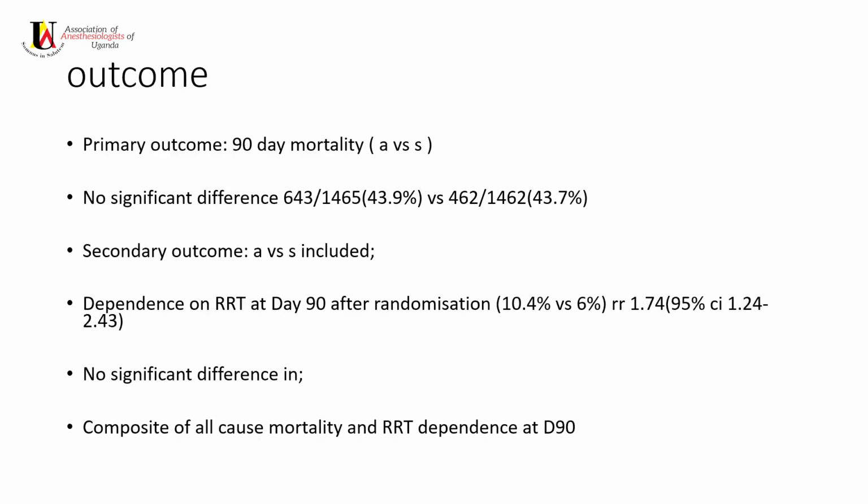So what were the outcomes? The primary outcome was 90-day mortality. At the end of the study, when they were analyzing their results, they didn't find any significant difference in 90-day mortality between the two. Then about the secondary outcomes, dependence on dialysis at 90 days after randomization was 10% in the accelerated arm versus 6% in the standard arm, with a relative risk of about 1.74. They also didn't find any significant difference in all-cause mortality and dependence on dialysis at day 90.